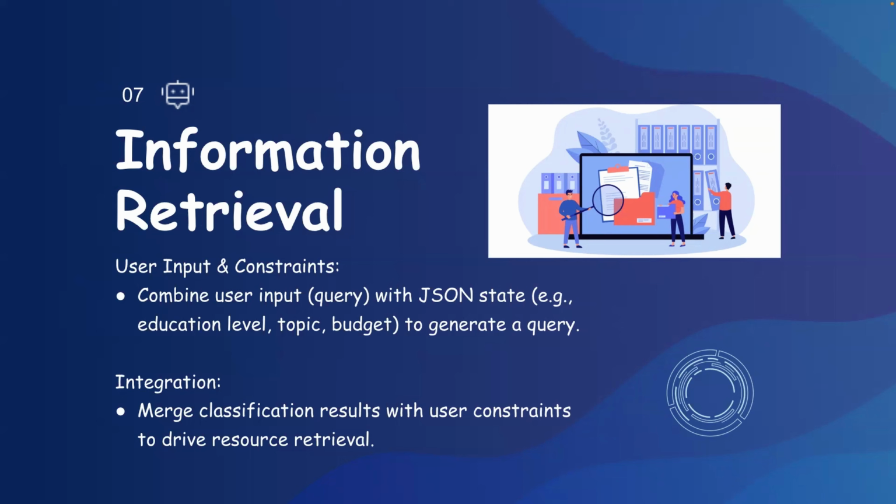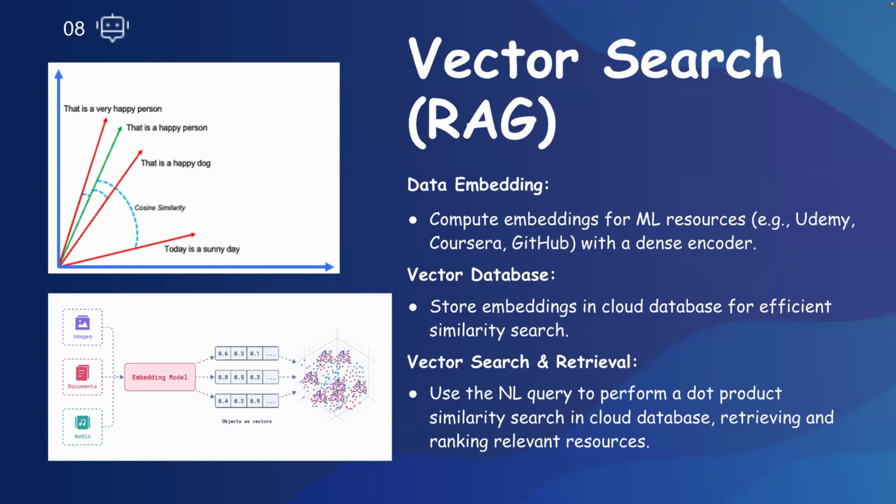I'll dive deeper into how we actually fetch the relevant resources. First of all, we need to store all the ML resources somewhere, like in a database. But we cannot just store them directly. We need to encode them into vectors of numbers. These are called embeddings, and these are easier for machine learning models to work with. We can use an ML model called a dense encoder to compute these encodings for us, and then store these embeddings in a vector database like Qdrant. Once we have all of the embeddings in a database, we can use the query to perform a cosine similarity search to get all the relevant resources.